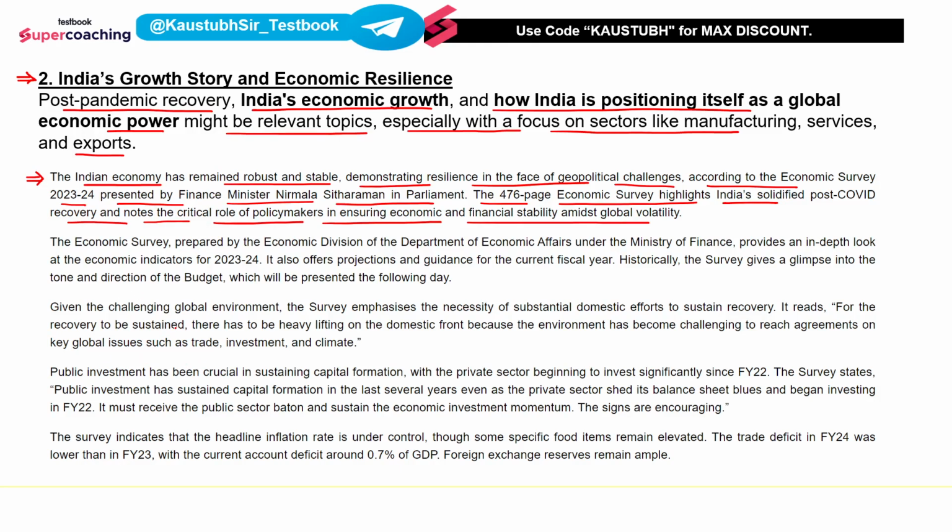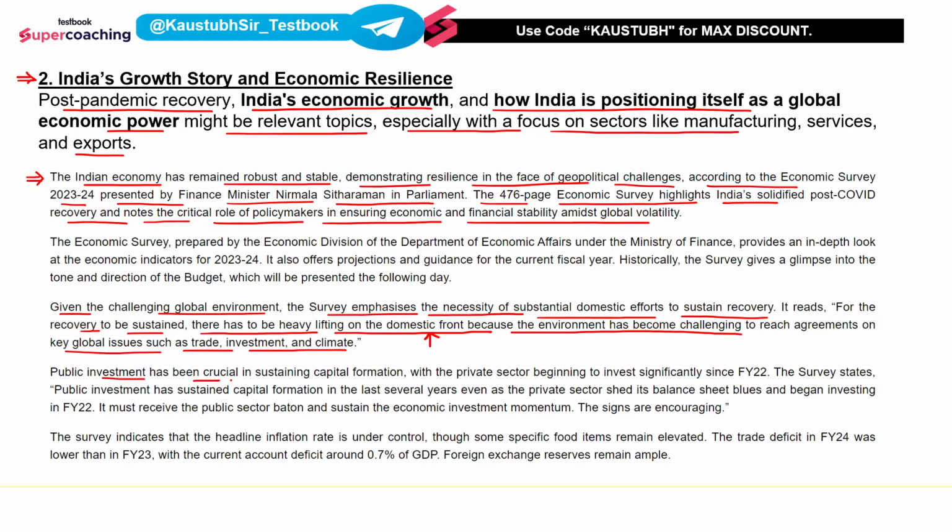Okay, so these are certain points from the economic survey that we have to read. So given the challenging global environment, the survey emphasized, basically this is the crux of the economic survey that you guys can read. I will mention the link in the description as well, you guys can check it out. The necessity of substantial domestic efforts to sustain recovery. Okay, it reads that for the recovery to be sustained, there has to be heavy lifting on the domestic front. So the economic survey talks about heavy lifting on the domestic front because the environment has become challenging to reach agreements on key global issues such as trade, investment, and climate.